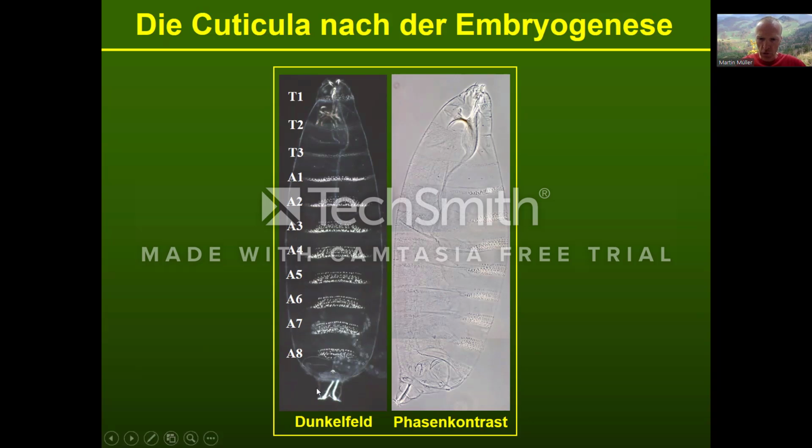Then here we look with phase contrast from the side. So these here are the denticle belts, which you see here in front, and you can see that the back of the larva looks quite different. The hairs are more stereotyped here than they are on the belly side. So this is how the larva looks at high magnification.